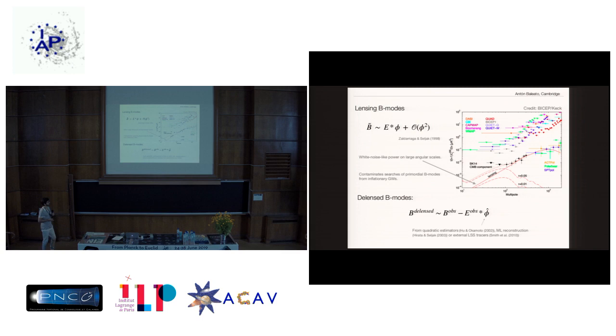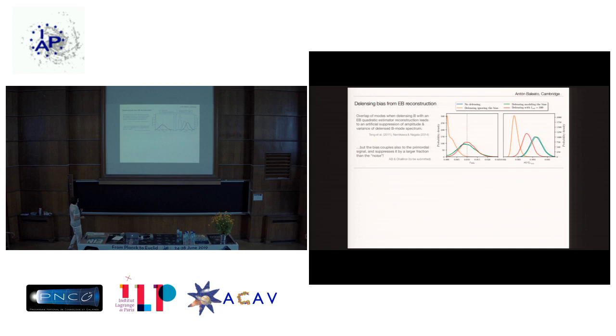And the first project that I want to tell you about is a little result that will become important in the next generation of CMB experiments, for which the best signal-to-noise reconstruction of the lensing potential will come from a quadratic estimator involving E and B fields.